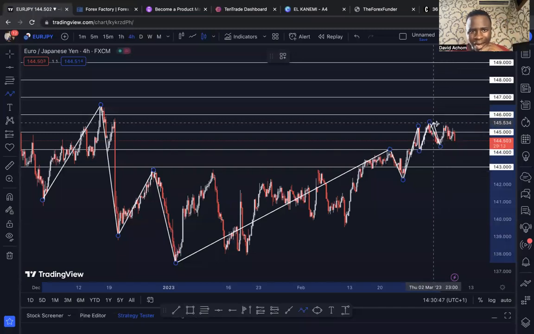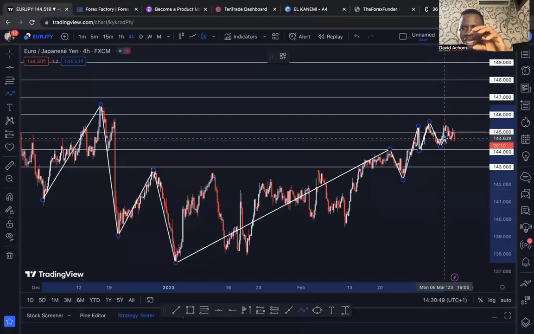I just told you this is the high. This is the low. No high has taken out this high. No low has taken out this low. So this is the only high and low we can consider right now.